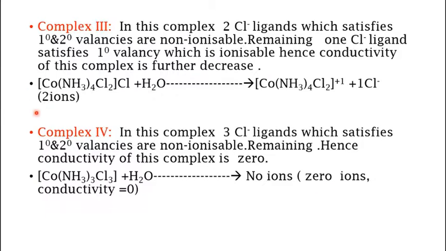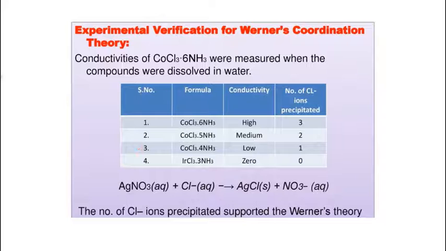Then when you have 2 ions, it is further less conductivity. And in the complex 4, when there are no ions present, there is no conductivity. In fact, the conductivity will be 0. So here is the experimental verification for Werner's coordination theory.